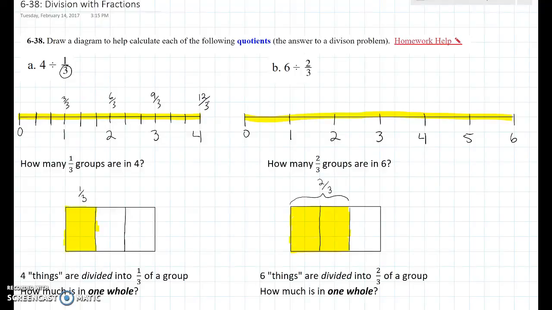Now we're going to group them, and I want to group them into groups of 1/3. So let's do it in red, and let's group them. This is 1 group, 2, 3, 4, 5, 6, 7, 8, 9, 10, 11, 12. There are 12 1/3 groups in 4, which is our answer.